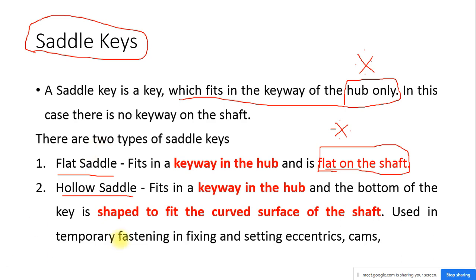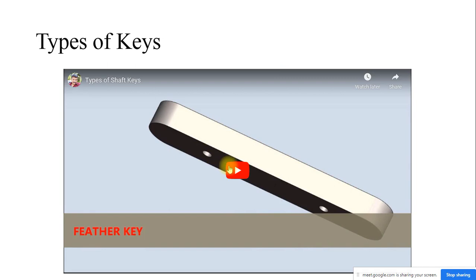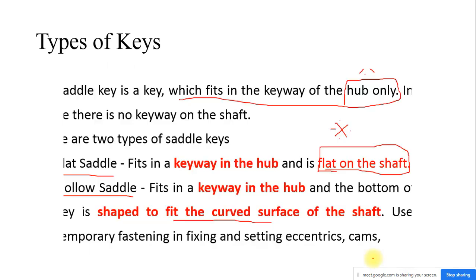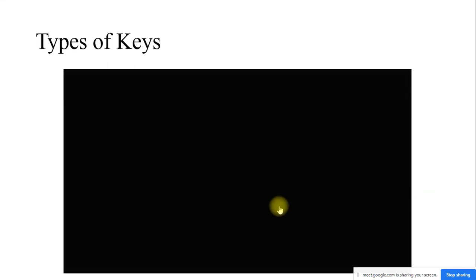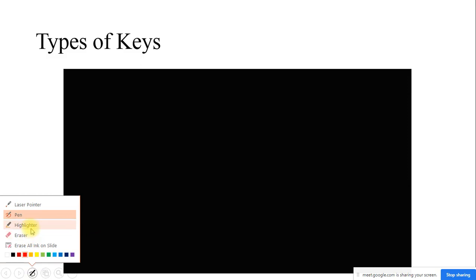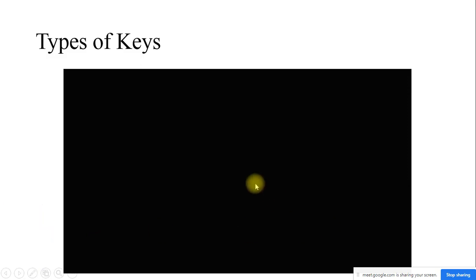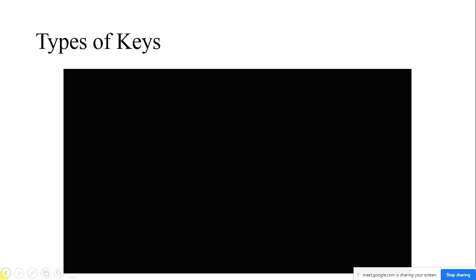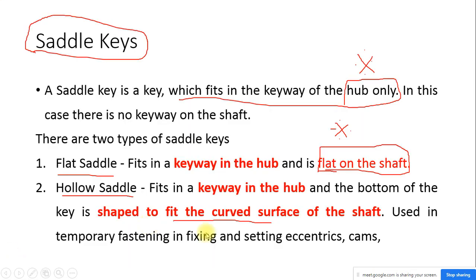The second type of saddle key is a hollow saddle, which fits in the keyway in the hub, and the bottom of the key is shaped to fit the curved surface. So that is what I told here. You may look over here. Just a moment, I'll show you. Okay, no problem. Let me show you.